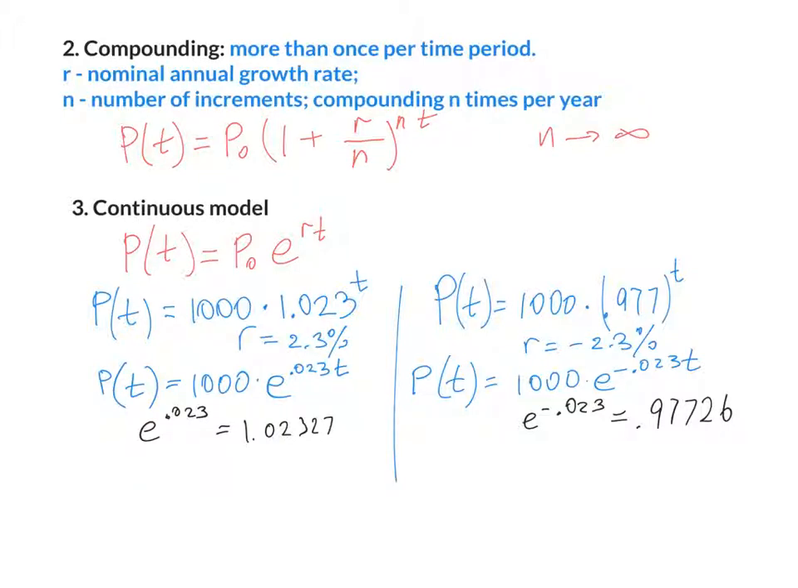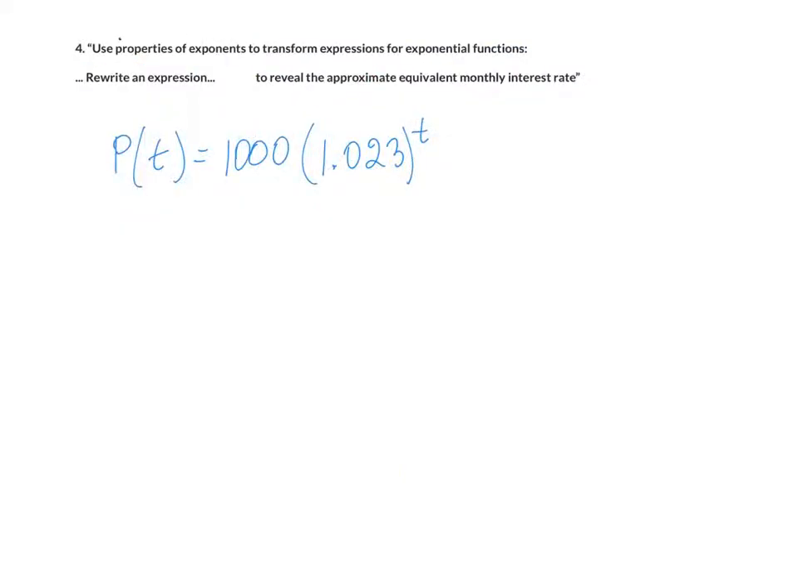Okay, I have just one more thing to add to this video. Now we are not going to talk about a different model. It's rather like a complication to exponential models that we need to understand. So the quote you see is copied from the Common Core standards. Use properties of exponents to transform expressions for exponential functions. For example, rewrite an expression, something like this, to reveal the approximate equivalent monthly interest rate. Huh?